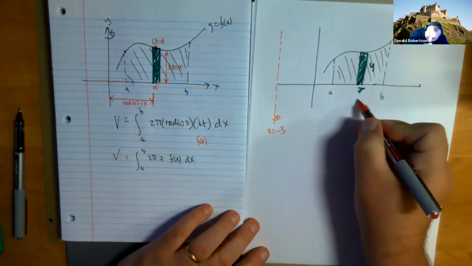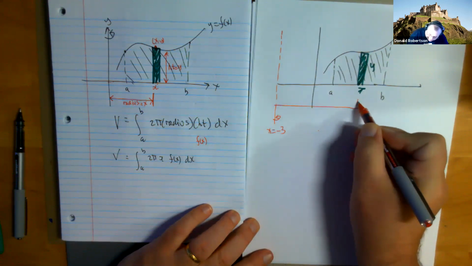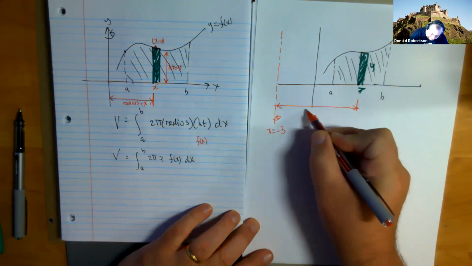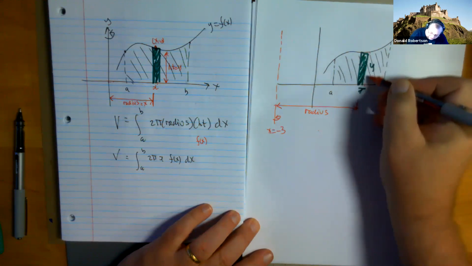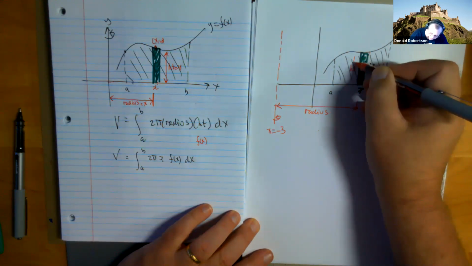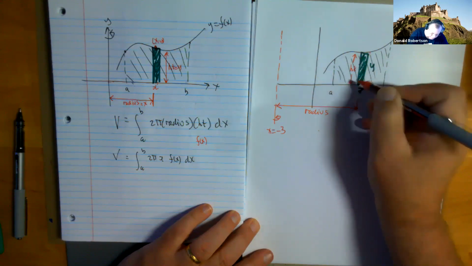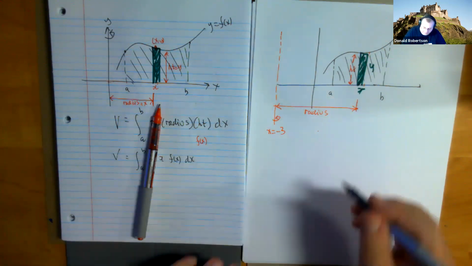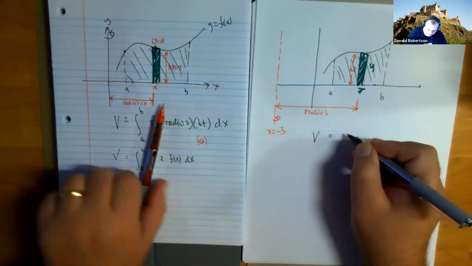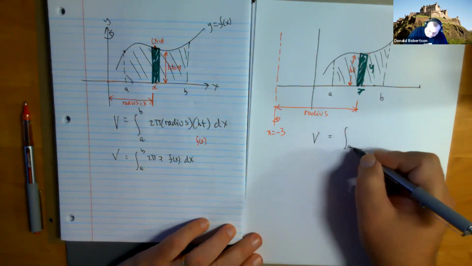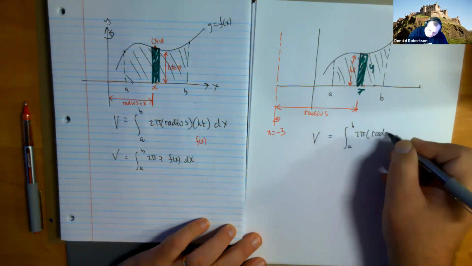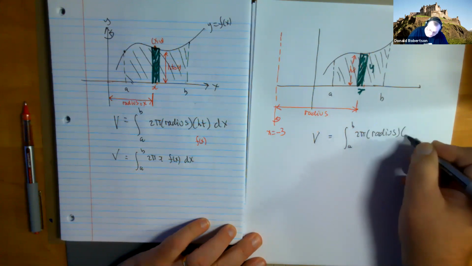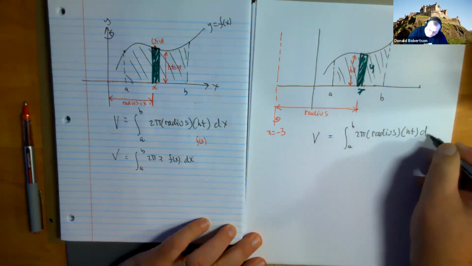The radius is that distance there. The height is that guy. So the volume is going to be the integral from A to B of 2 pi radius height dx.